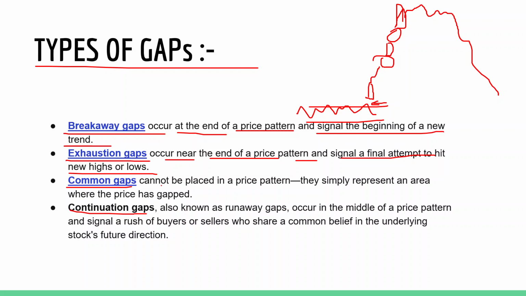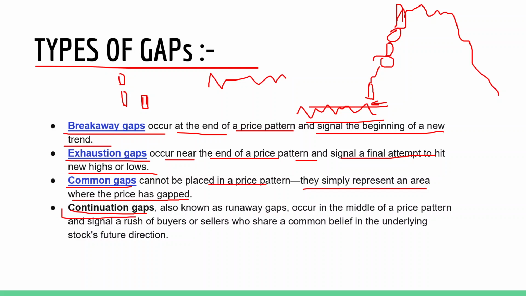Then we have the common gaps. Common gaps can be placed within a price pattern. They simply represent an area where the price has gapped. Common gaps could be formed within a consolidation, or, for example, when the Nifty opens gap up or gap down. Those are what we call common gaps that occur during the consolidation. They occur day to day, or maybe after a few days, or every week. So you'll find many common gaps on a chart. I'll show you some examples later in this video.